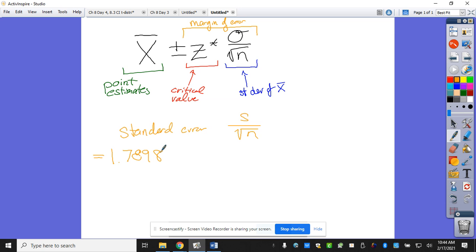Say that right. Alright, so that's understanding those different vocab to be able to answer that question. It gives you more than you need. You don't even need X bar for anything.